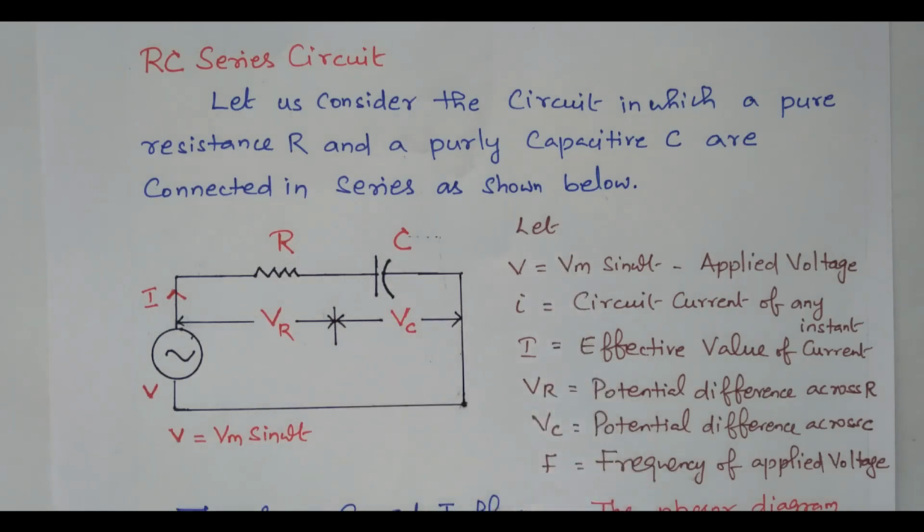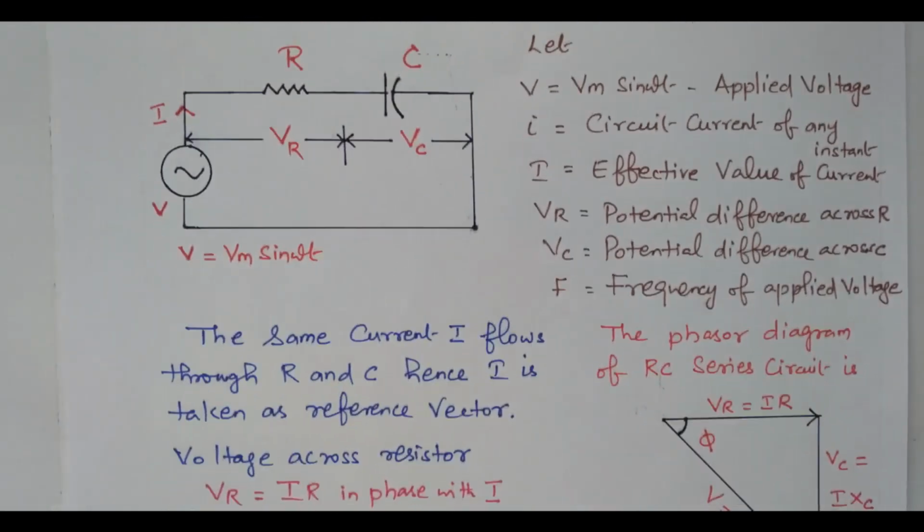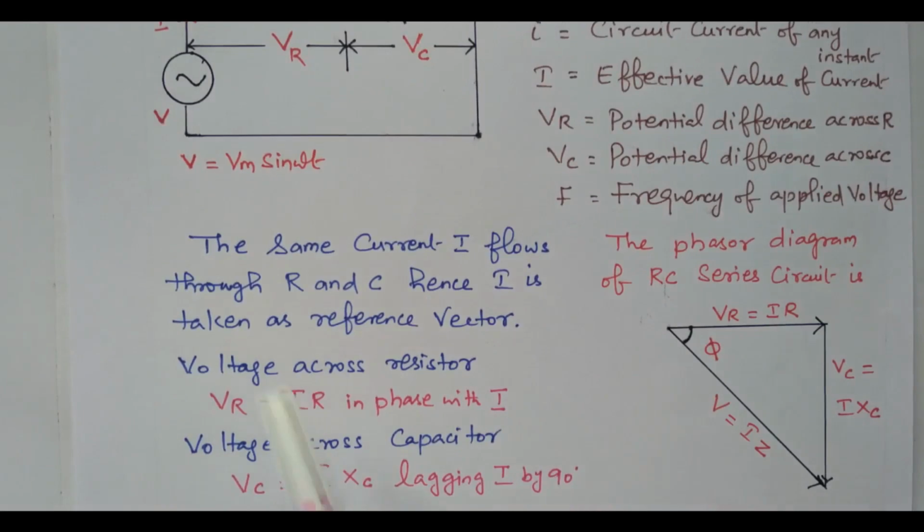So the description is given here. V equal to Vm sin omega t is the applied voltage. Small i is the circuit current at any instant. Capital I is the effective value of current. VR is the potential across resistor R. VC is the potential drop across capacitor. f is the frequency. Now in this series circuit, the same current I is flowing through the resistor as well as the capacitor. So the current is taken as the reference vector.